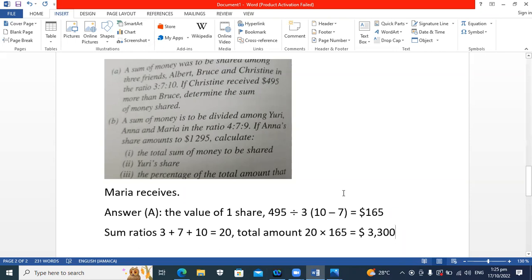Yes, because remember I said one share is 165, right? And Christine is 10. So to find Christine's share will be 10 times what? 165. Right. And how much will Bruce get now? 7 times what? 165. 1,155. Right? And Albert gets 3 times what? 165. That is 495. And if you add up all of those, you'll get back the 3,300. All right.